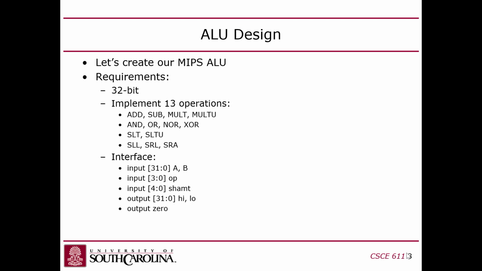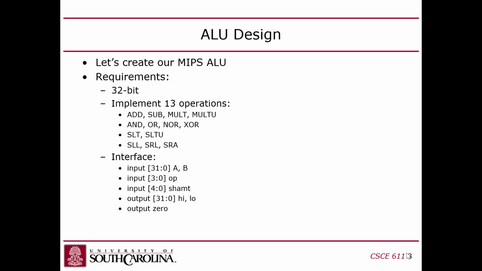Okay, so the interface for the ALU is two 32-bit inputs, A and B. There's a 4-bit operation code, whatever you want to call it, that tells it what to do. There's a 5-bit shift amount, which is treated as a don't care if you're not doing a shift operation. And then there are two outputs. This is the part that is always confusing. Most operations will only use the low output.